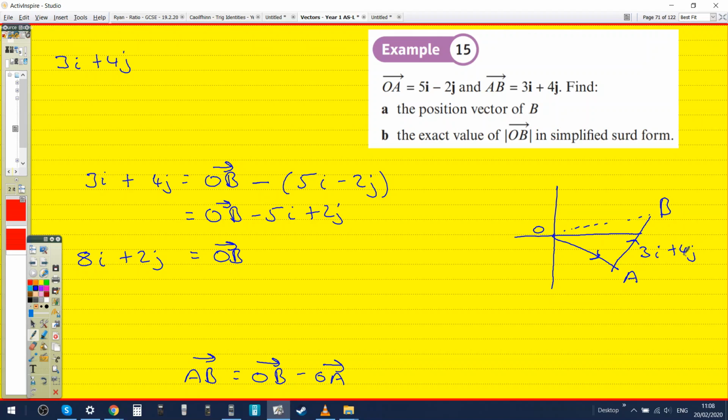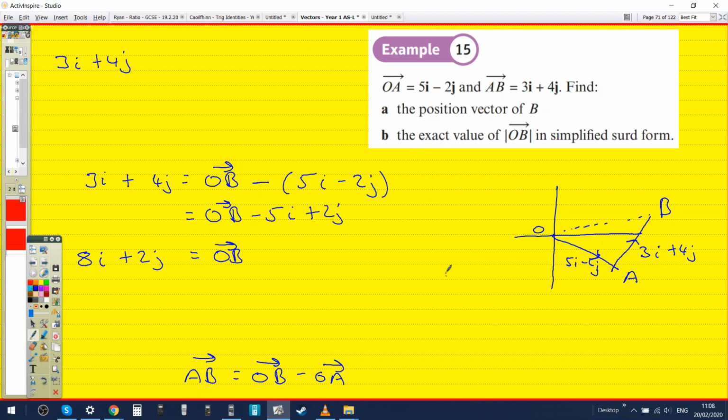3i plus 4j, 5i minus 2j, and so from O to B you would do that and that. Let me think about this actually. The position vector of B is O to B. It looks like O to A plus A to B this way. Oh, that is the same thing. 8i plus 2j. Yep. Great.